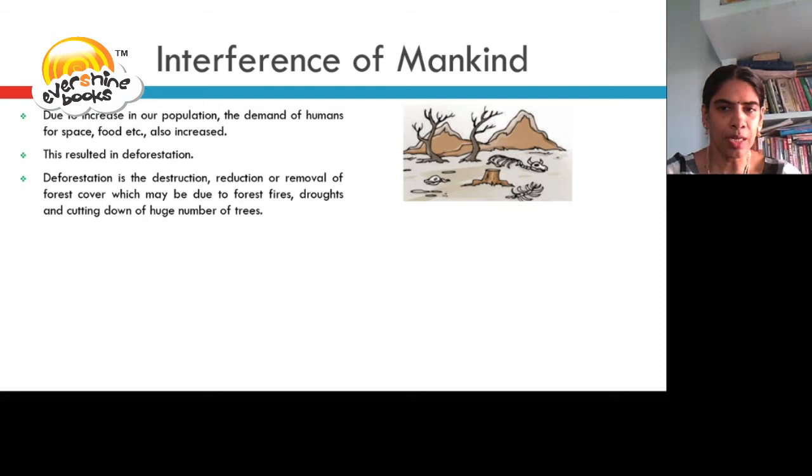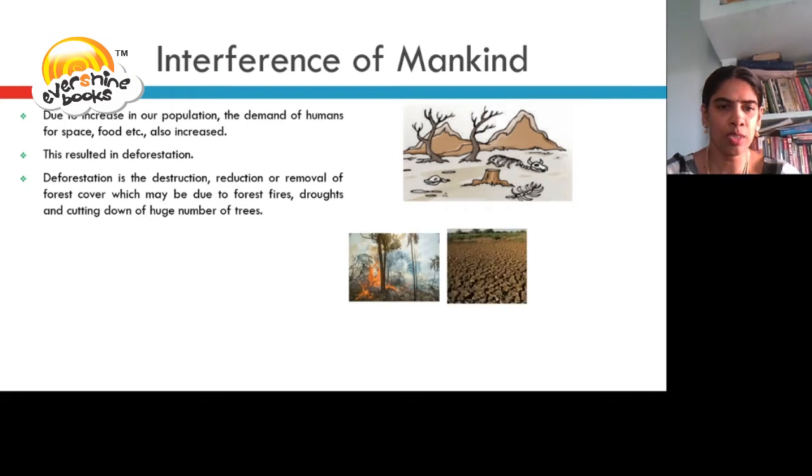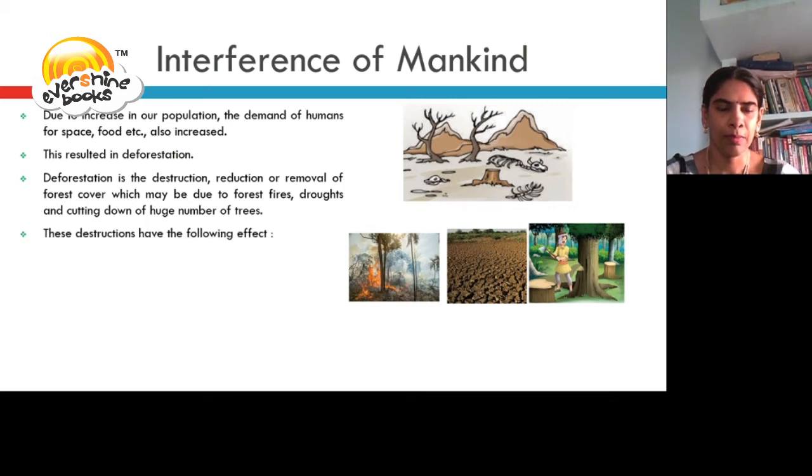In the picture, you can clearly see that deforestation refers to the destruction, reduction or removal of forest cover, which may be due to forest fires, droughts and cutting down of a huge number of trees. These destructions have the following effects.